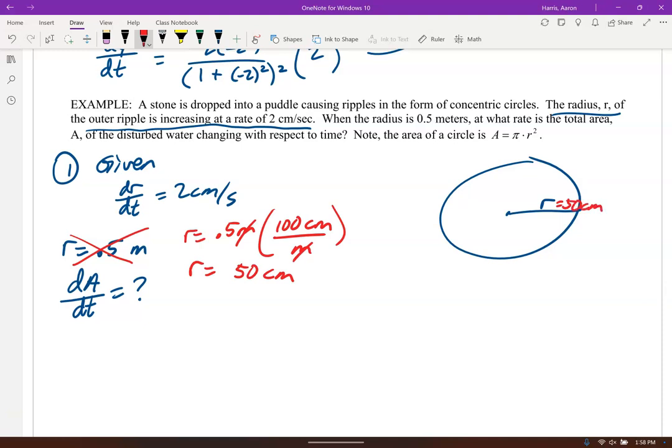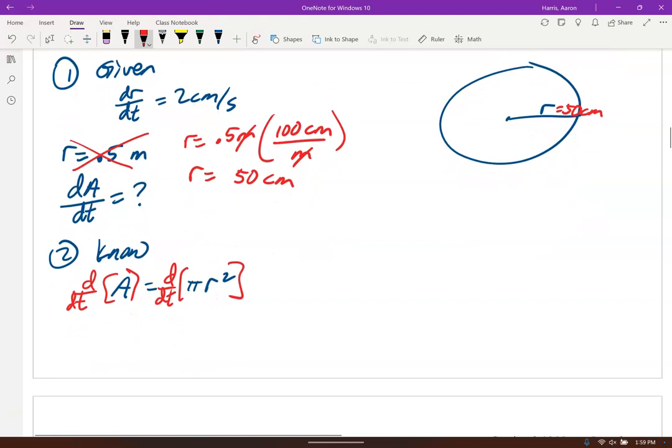we know dr/dt is changing at 2 centimeters per second, but what's the area changing at that moment? Right at that moment, right? If we take a snapshot in time. Well, we know area of a circle is pi r squared. So let's go ahead and take the derivative with respect to time. d/dt. And we'll have 1 dA/dt equals 2 pi r dr/dt.